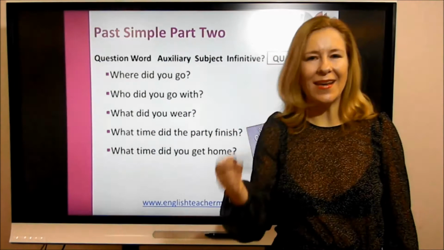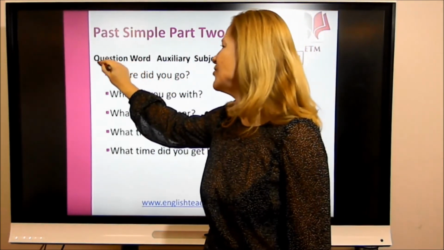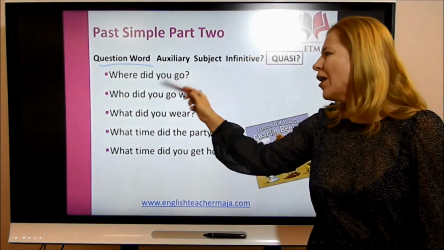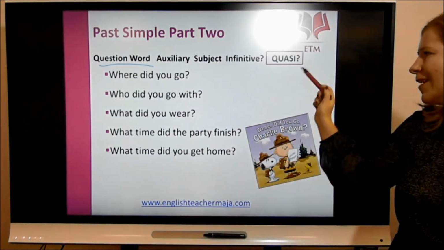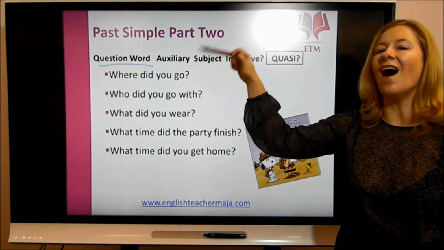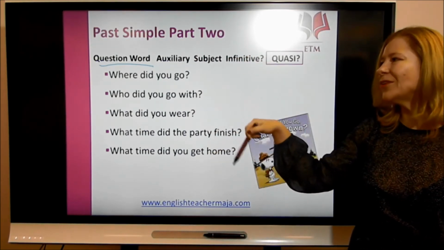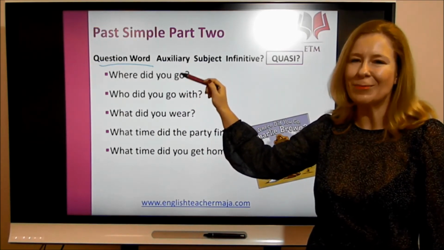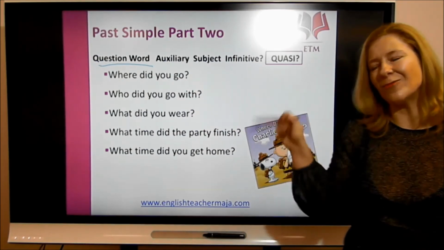So apart from yes or no questions, we also have questions which start with a question word. Okay, question words, for example, where, who, what, when are question words. Okay, so here the formula is QUASI. So first question word, then auxiliary, subject, and infinitive. Okay, so some examples for you. Where did you go? So where, question word, did, auxiliary, you, subject, go, infinitive. So where did you go is the correct question, the correct word order.